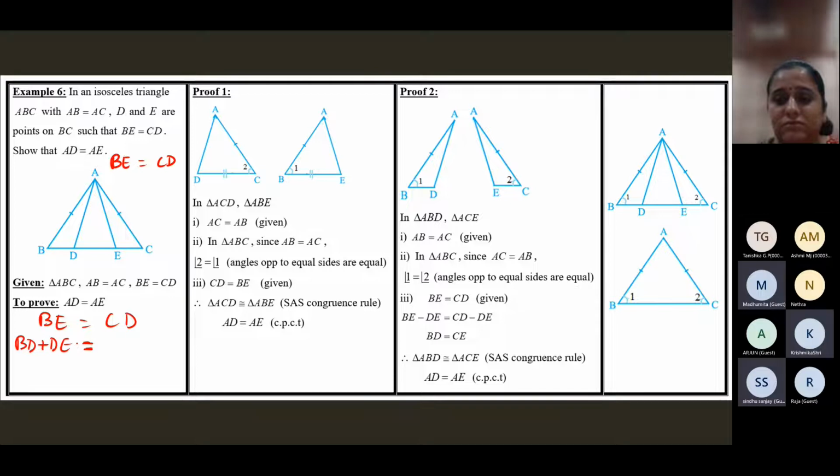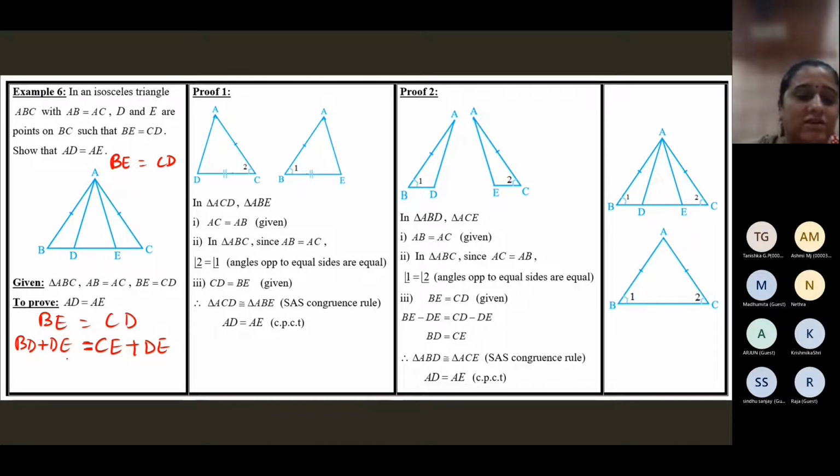Yes, ma'am. And then how can I write CD? CE plus DE. Now, what do you see? On both sides, DE. So they get cancelled, because if this DE goes to the other side, it will become minus DE. So these two get cancelled. So what do you get? BD is equal to CE.